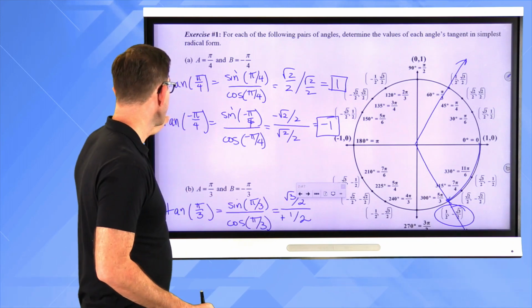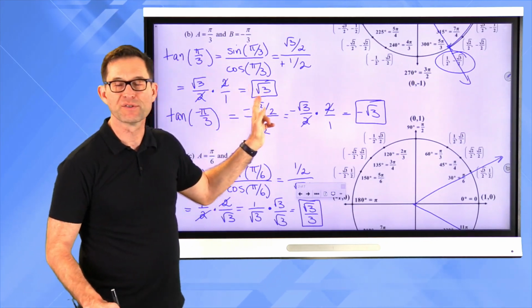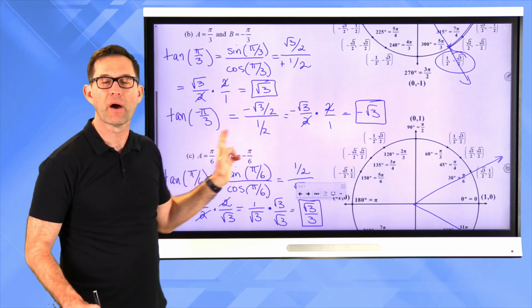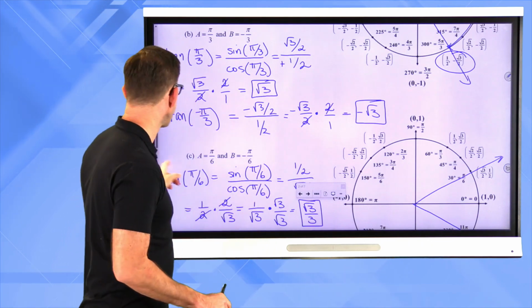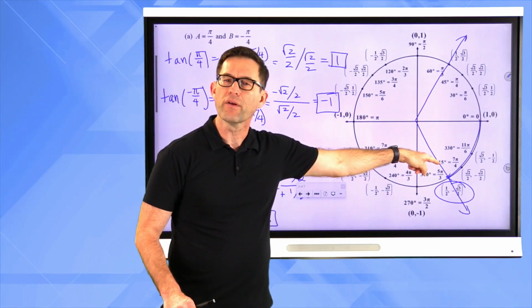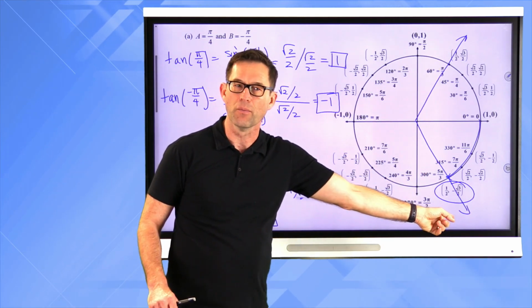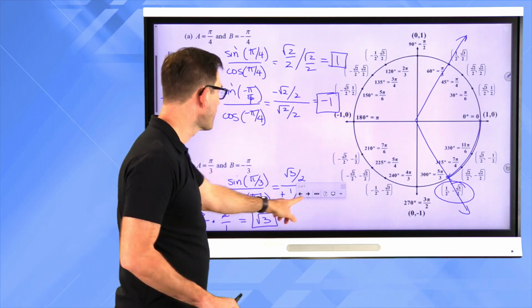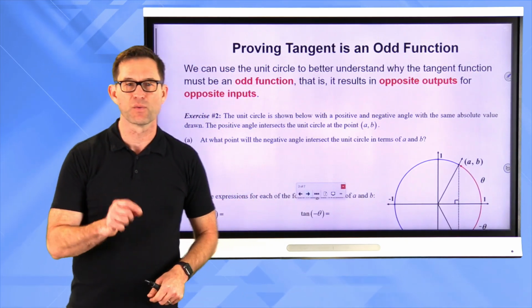And we saw the same thing occur for pi over 3, right? The tangent of pi over 3 was square root of 3. The tangent of negative pi over 3 was negative square root of 3. And you can really see that, right, with the slopes. The slope of that and the slope of that really are the same, except that's a positive slope and that's a negative slope. And in fact, let's now formally prove this in the next part of this worksheet.